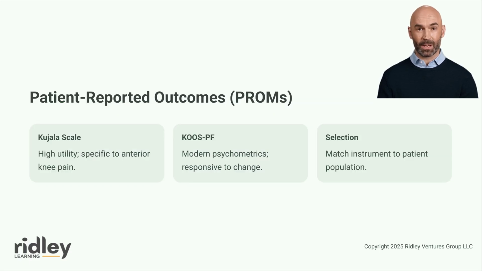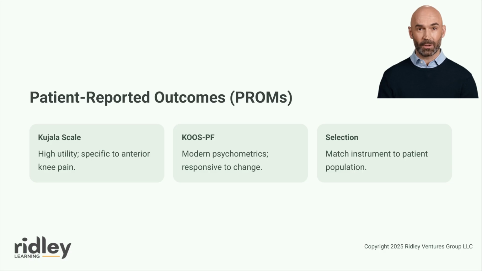Patient-reported outcome measures have emerged as essential tools for evaluating treatment effectiveness from the patient perspective. These standardized questionnaires capture information that cannot be obtained through physical examination or performance testing, including subjective symptom experience, activity limitations, and participation restrictions. The choice among available instruments should be guided by psychometric properties, clinical feasibility, and alignment with treatment goals. Several patient-reported outcome measures have been validated specifically for anterior knee pain populations.